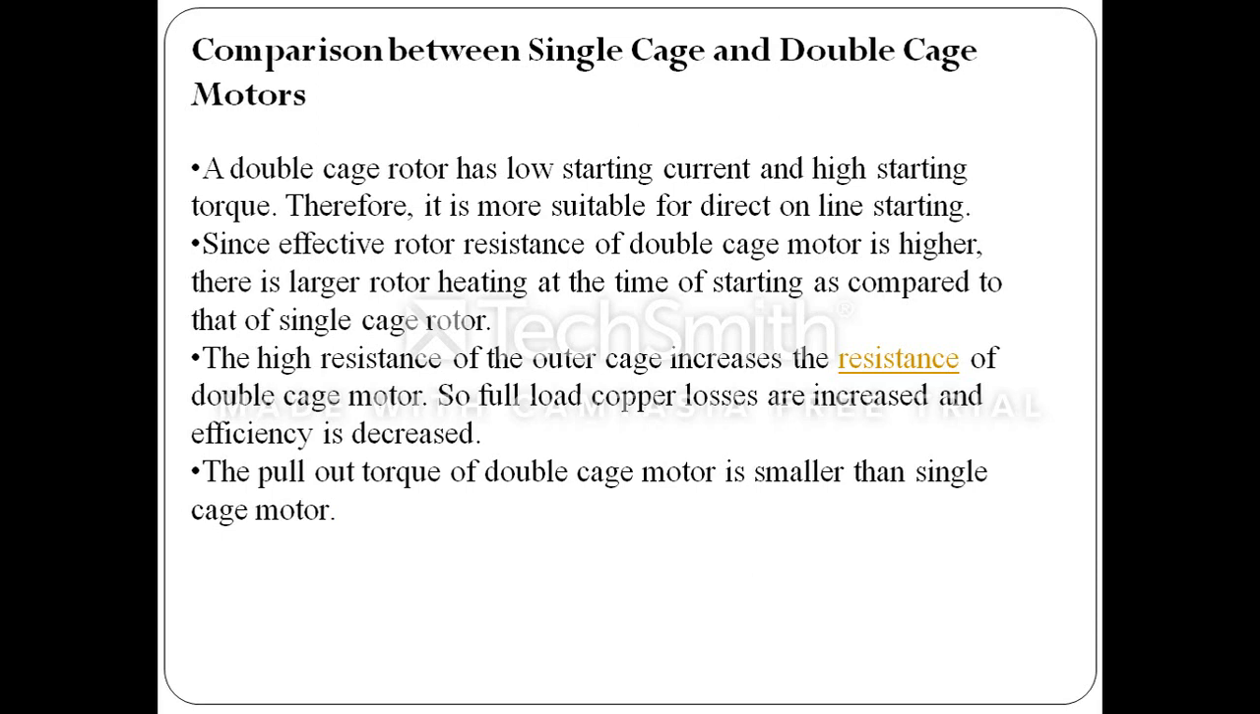Then, the resistance of the outer cage increases the resistance of the double cage motor. So full load copper losses are increased and efficiency is decreased. The pull out torque of the double cage motor is smaller than that of the single cage motor.